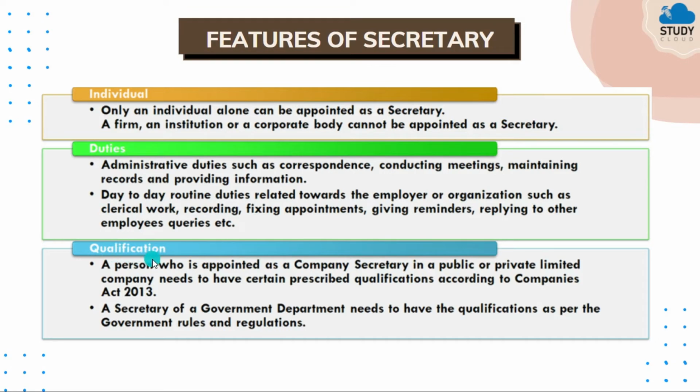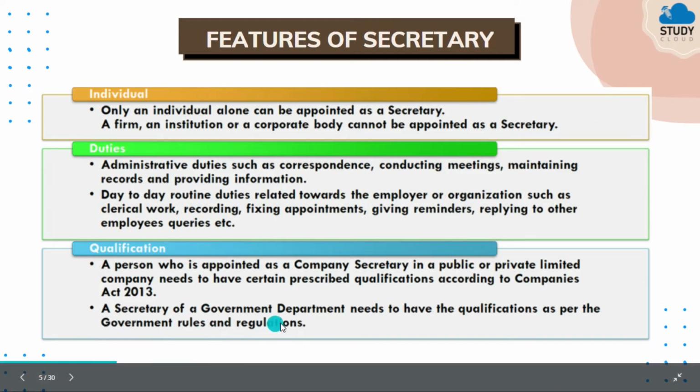Then qualification. Now you require certain qualification to become a secretary. So a person who is appointed as a company secretary in a public or private limited company needs to have certain prescribed qualifications according to Companies Act 2013. So Companies Act 2013 provides all the guidelines on who should be company secretary, and accordingly if the person fulfills all the qualification criteria, then he can become the company secretary. A secretary of a government department needs to have qualification as per the government rules and regulations.